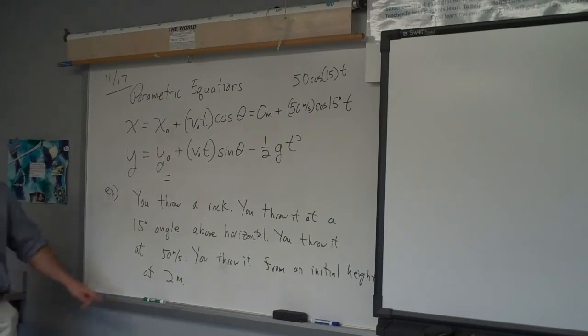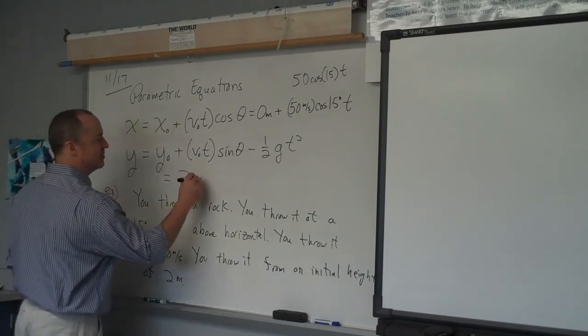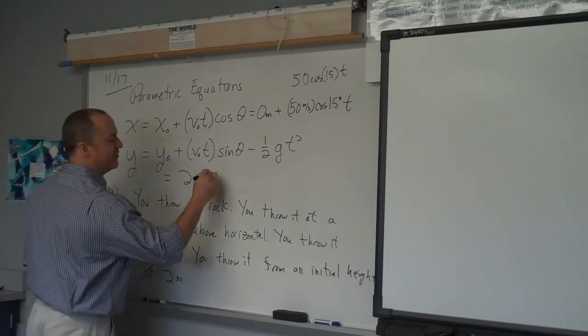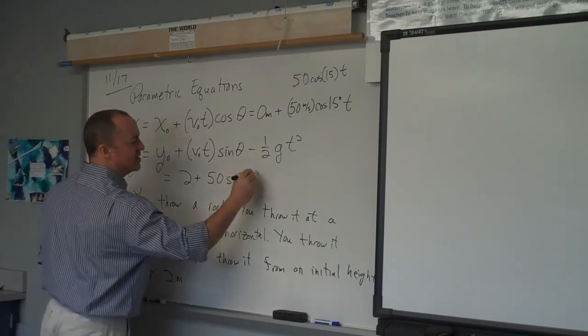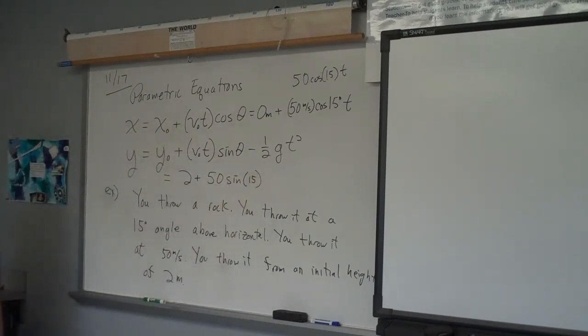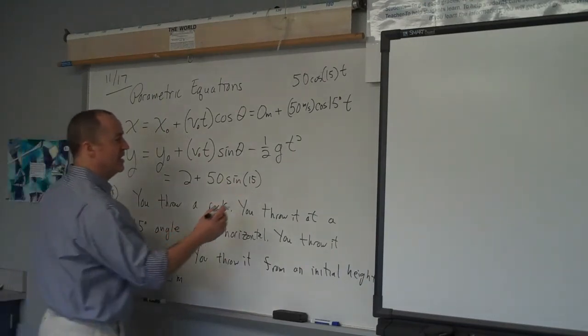Yes. You throw it from an initial height of 2 meters. So that's going to be 2 plus, again, 50 meters per second times the sine of 15 degrees. Make sure you close your parentheses. What mode do you have to be in, radians or degrees for this? Degrees. We're giving you degrees. You should be in degrees. Change it back before pre-cal, some of you.